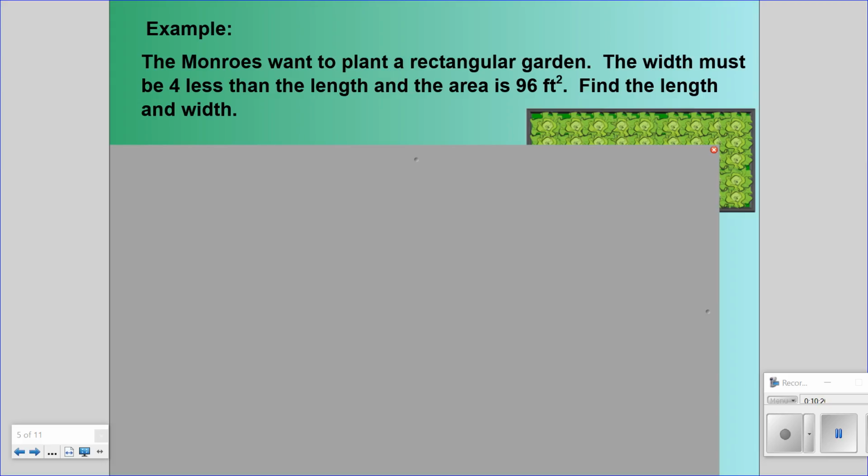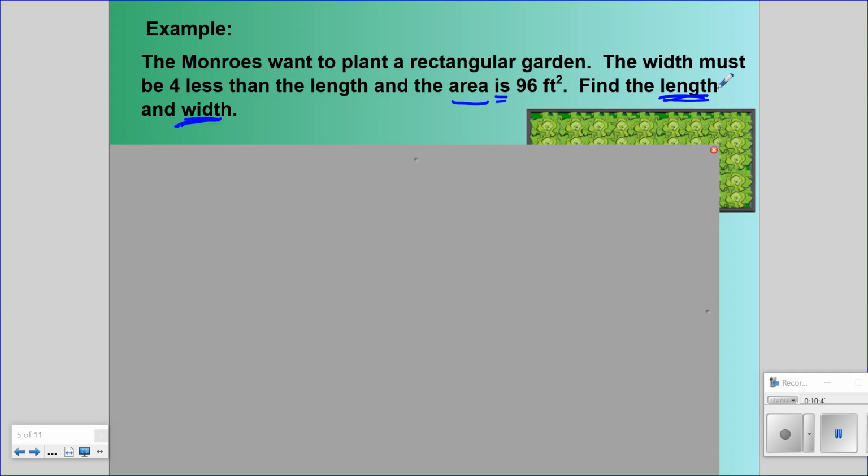Here we have our next problem. The Monroes want to plant a rectangular garden. The width must be 4 less than the length, and the area is 96 feet squared. Find the length and width. So we've got a rectangular garden, and we're being asked to find the length and the width. So that's our cue that we need to be defining variables or expressions for length and width.